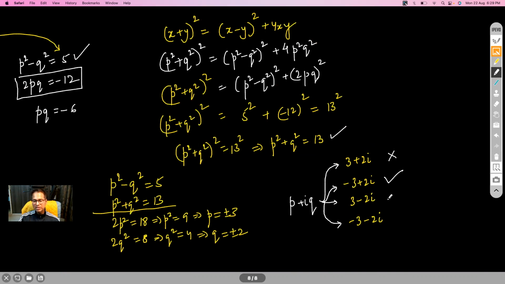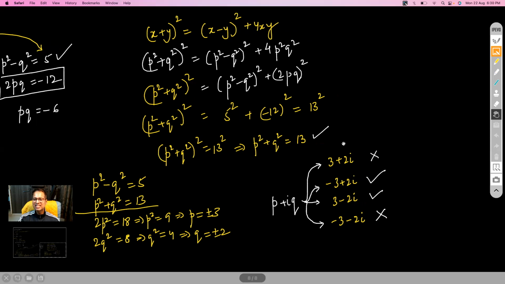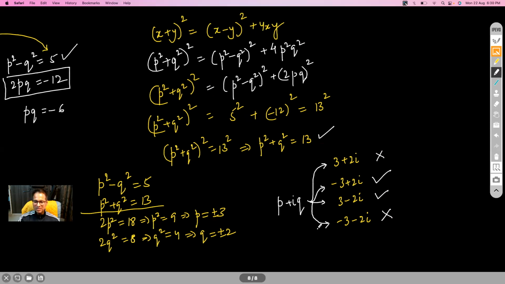Is 3 into -2 -6? Yes. So that will also be accepted. And is -3 into -2 plus 6? No. So this will be rejected, right? So only the second and the third is going to be your answer. So under root of 5 minus 12i, you can write it in one go, 3 minus 2i, and just put a plus minus outside. That will automatically take care of both the answers.